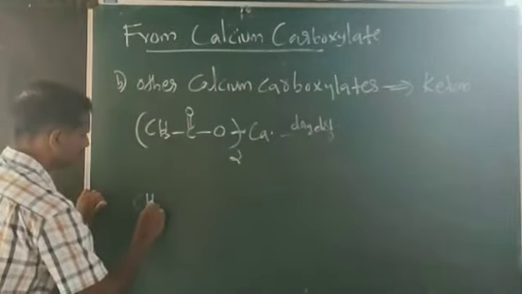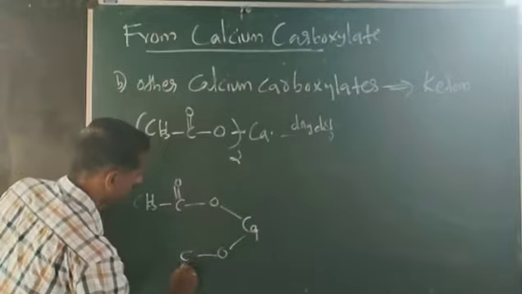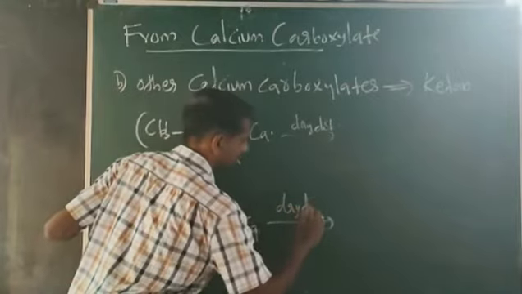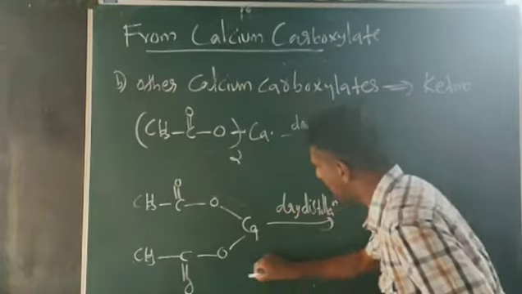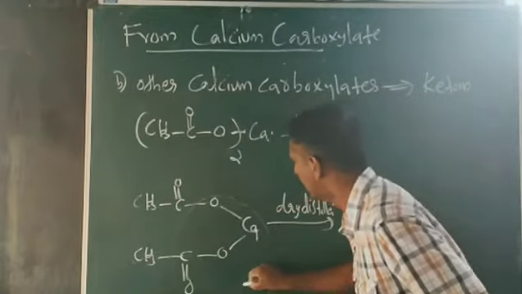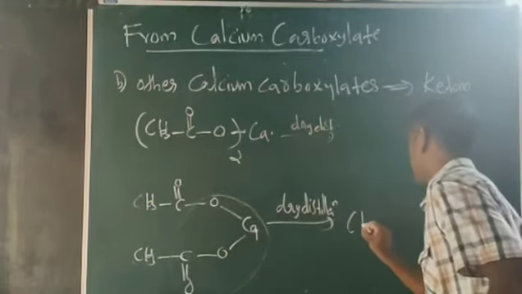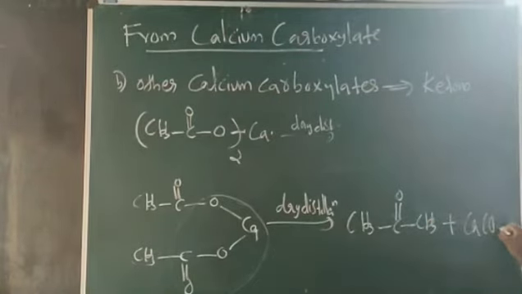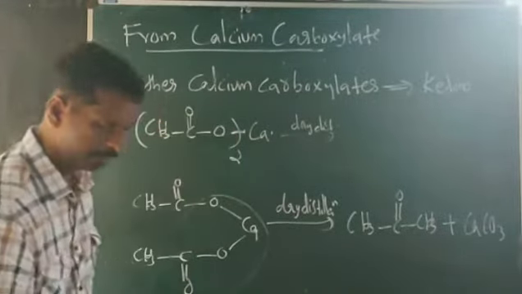This can be written like this: CH3CO, O, Ca, again the same thing, C double bond O, CH3. On dry distillation, again the same thing, CaCO3 will be eliminated, and what we get? CH3CO CH3, that is acetone, plus what will form? CaCO3. I think it is clear to you.